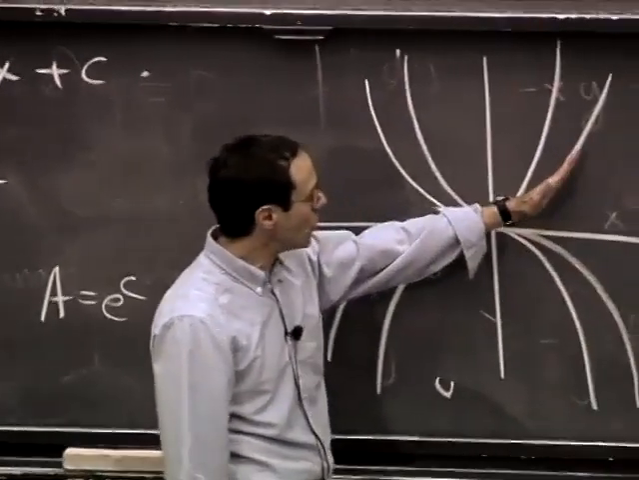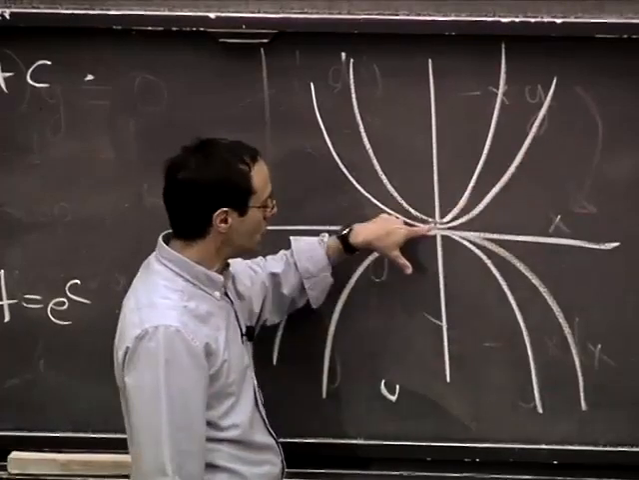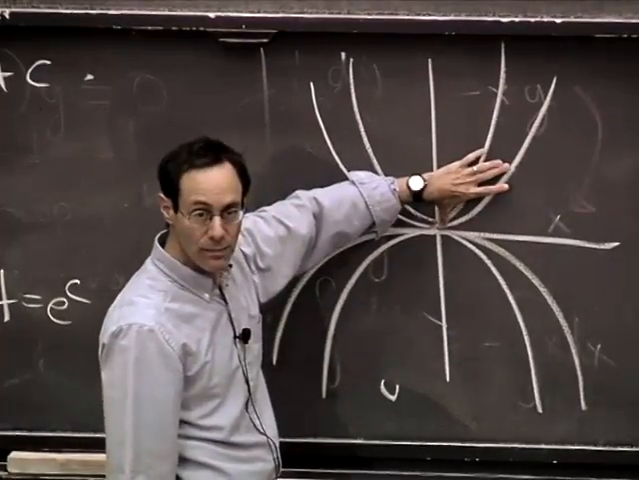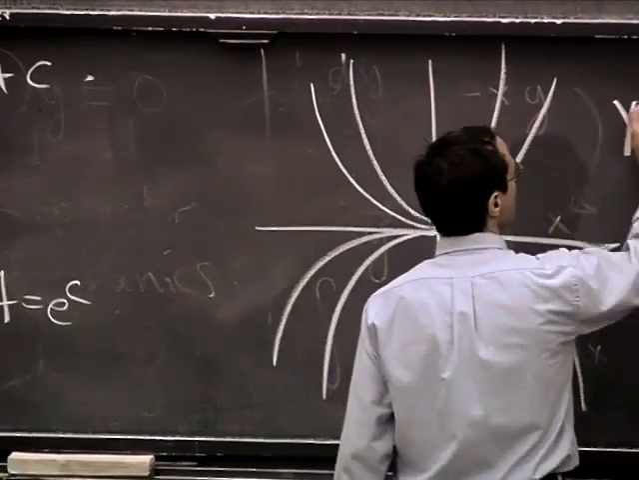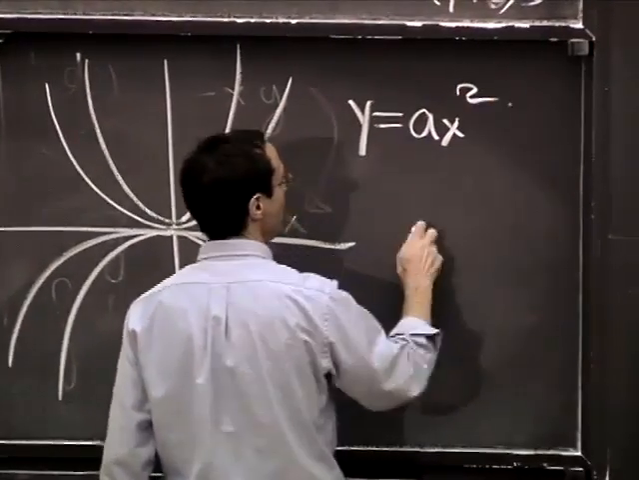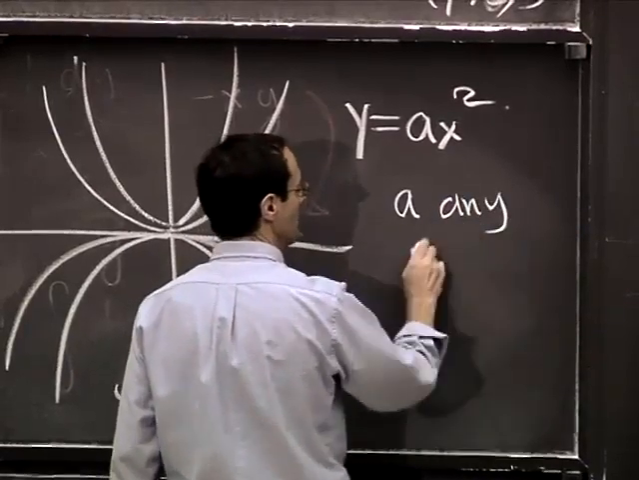Every single one of these curves has the property that if you pick a point on it, the tangent line has twice the slope of the ray to the origin. And the formula, if you like, of the general solution is y equals Ax squared. A is any constant.